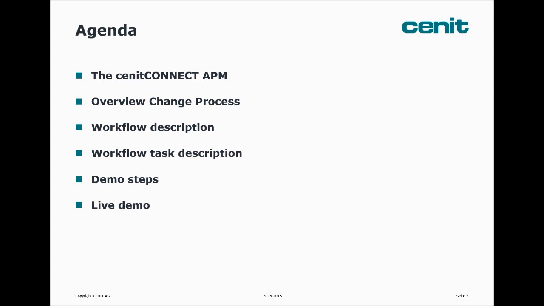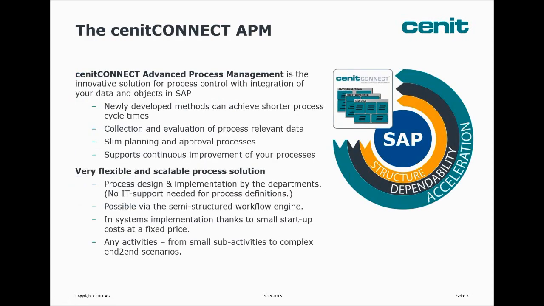So, to give you a quick overview of what the solution cenitCONNECT APM represents: APM stands for Advanced Process Management. That means we would like to present an innovative solution for process control using a direct integration to your data and objects within your SAP system. It should support you in achieving shorter process and cycle times, give you an opportunity to collect and evaluate the relevant data for your processes, allow for slim planning and approval processes, and of course support the continuous improvement of your processes.